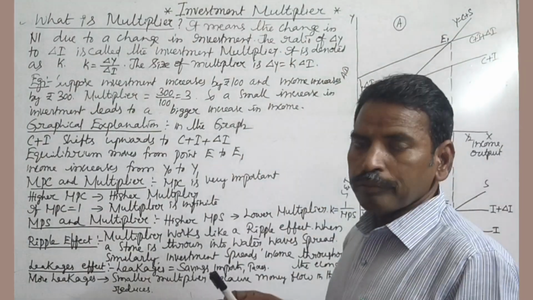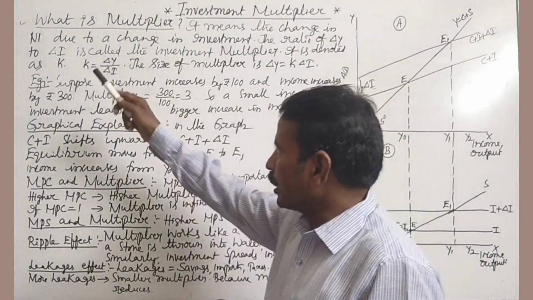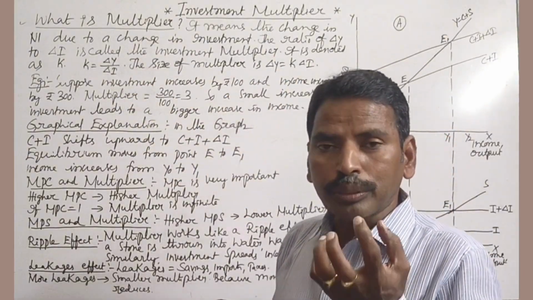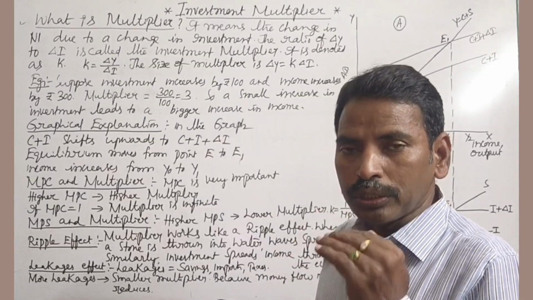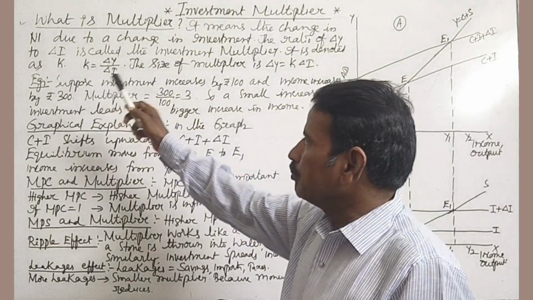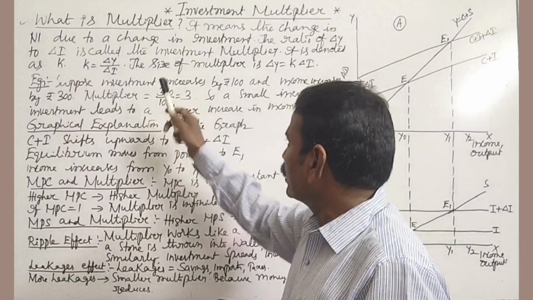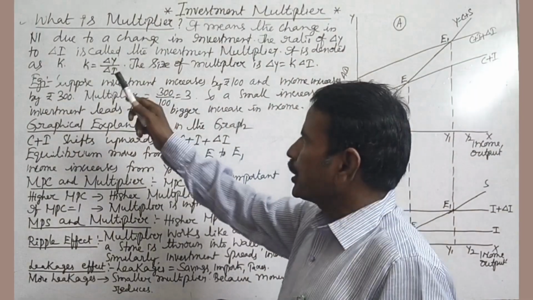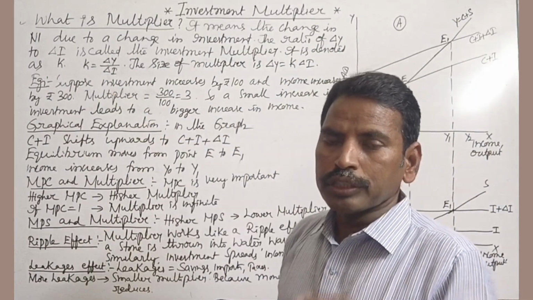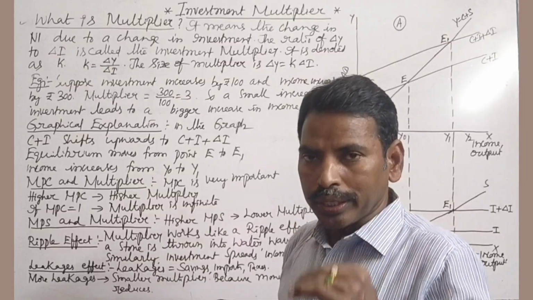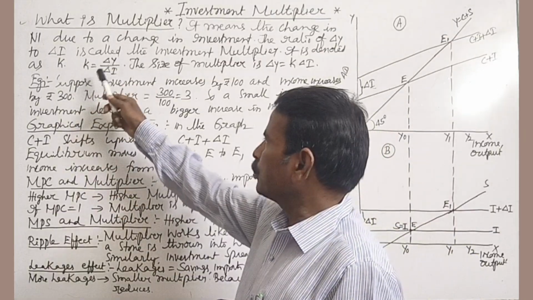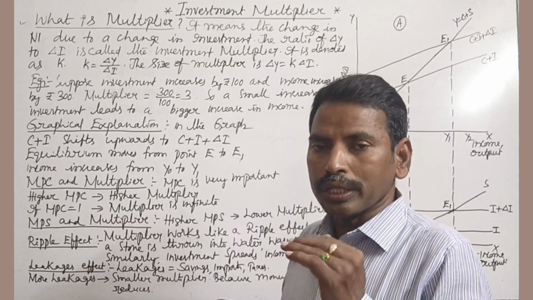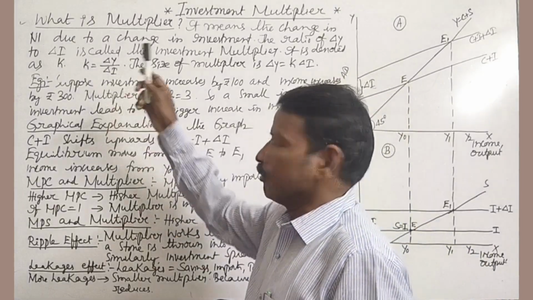The ratio of delta Y to delta I is called the investment multiplier. Investment multiplier is denoted as small k. That means k is equal to delta Y by delta I, the change in income divided by the change in investment.